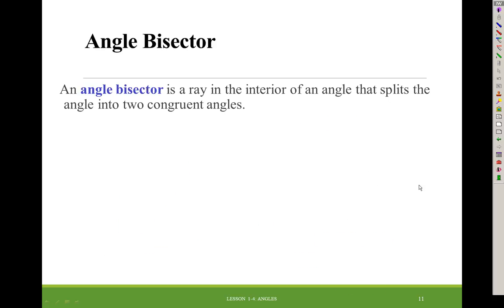Angle bisectors. An angle bisector is a ray in the interior of an angle that splits the angle into two congruent angles. Just like a segment bisector cuts a segment in half, an angle bisector cuts an angle in half, and the two halves are the exact same size.